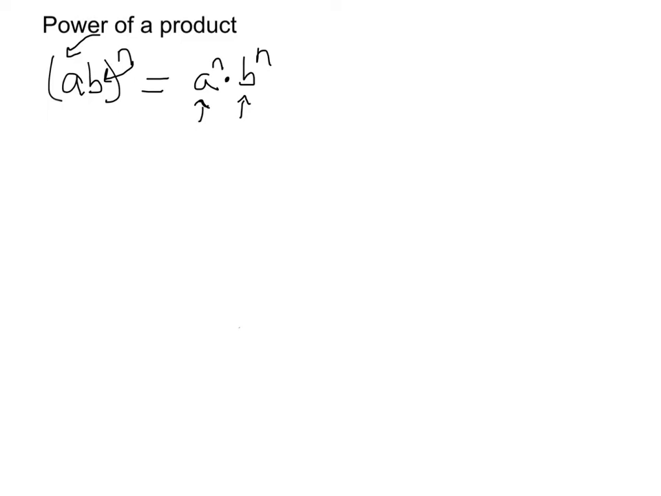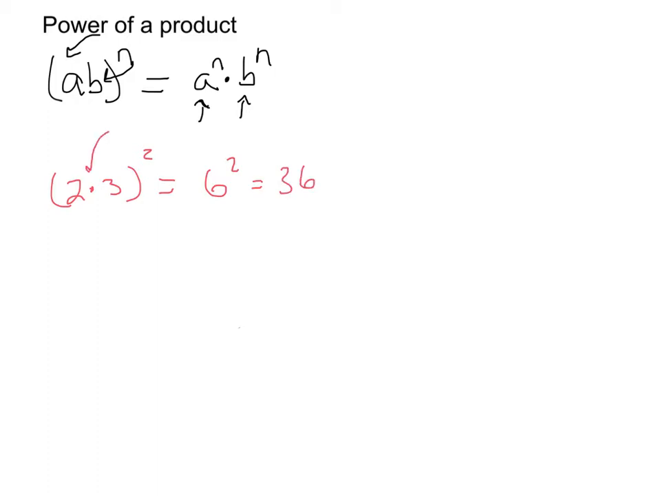Let's explain what's happening here using some numbers. If I had 2 times 3 all raised to the second power, order of operations and your intuition is going to tell you that we need to work with what's in the parentheses first, right? Because that's what order of operations tells us to do. So that would end up being 6 squared, which is equal to 36.